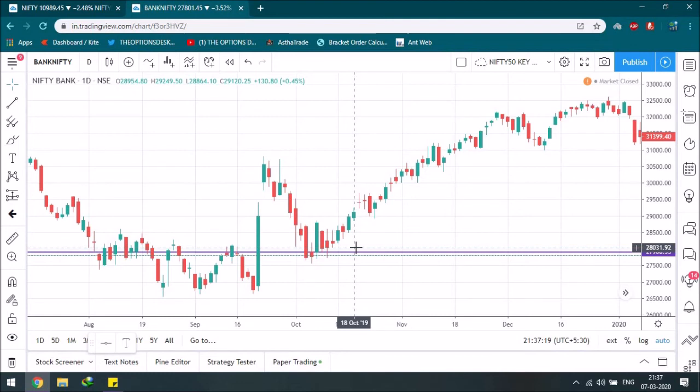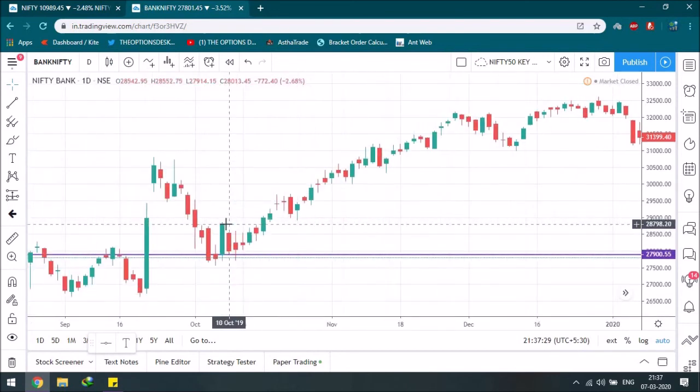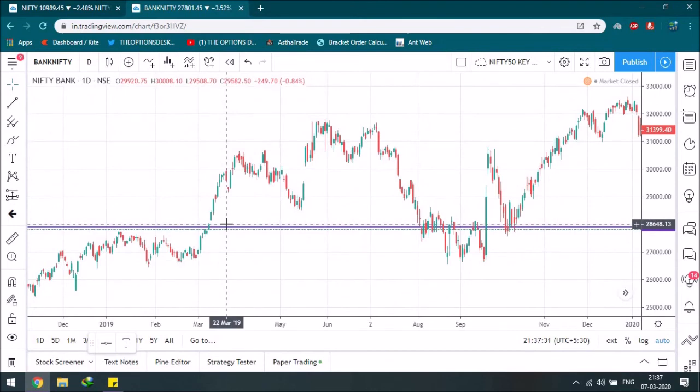I hope you have understood from these videos how to verify the levels that you have marked, so that you do not go wrong. You can go and check back in the past as far as the level permits. If a particular high or low goes back above 15 candlesticks in the past, it is a very good resistance. The market is respecting that, so you can plot it here.